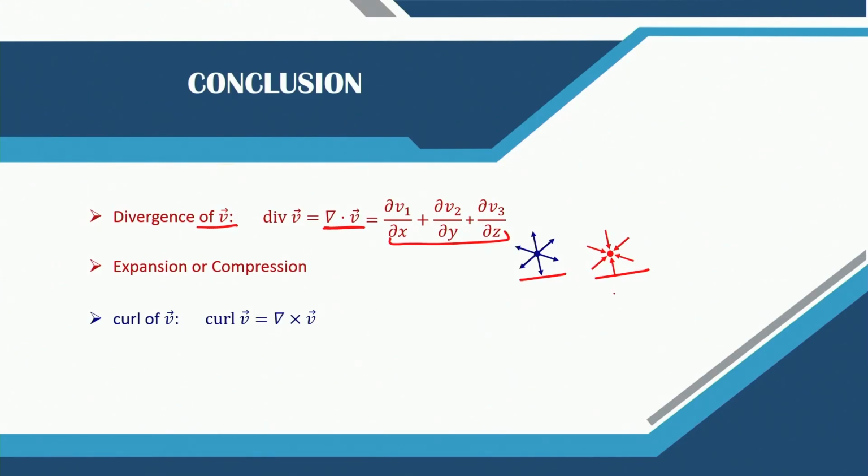Second, we have studied the curl of v, which was defined by the cross product of del and the vector field v, and we have also realized that the value of this curl tells something about the rotation, the tendency of rotation of the vector field.